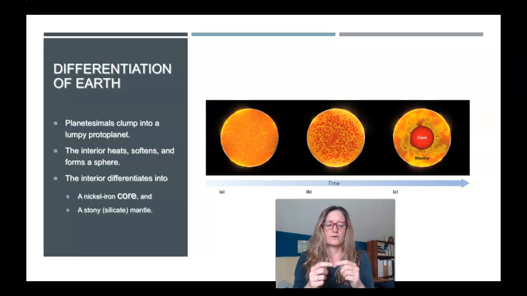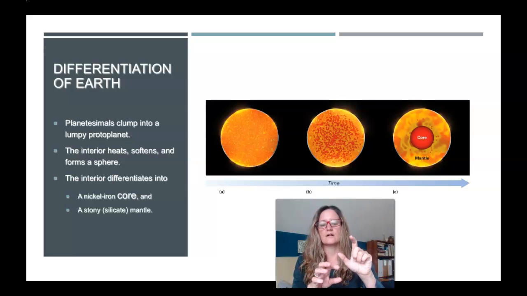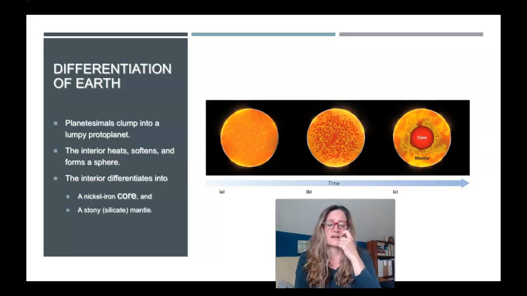So the core formed the nickel iron core, and then the silicates, the lighter minerals, rose up to form the crust of the Earth. So we have a crust and a core, and in between is the mantle that has some of the silicate components as well as some of those metals like iron and nickel.